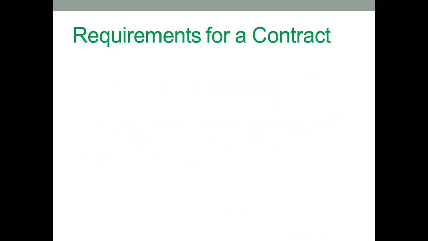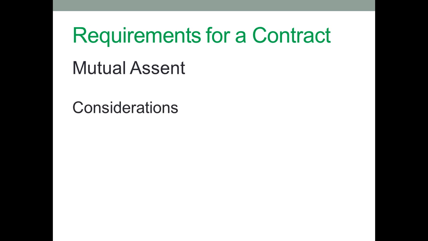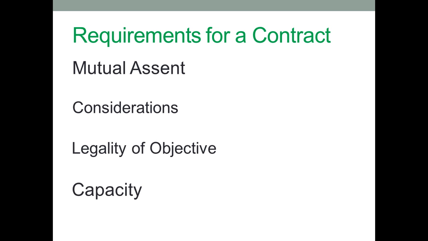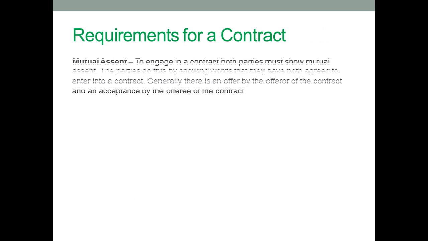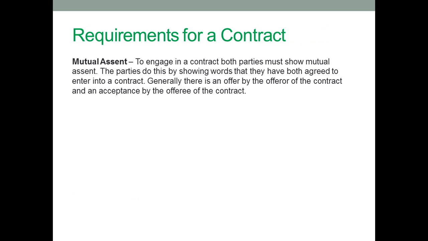Contract requirements. There are certain requirements that must be met for a valid contract: mutual assent, considerations, legality of objective, and capacity. Mutual assent. To engage in a contract, both parties must show mutual assent. The parties do this by showing words that they have both agreed to enter into a contract. Generally, there is an offer by the offeror of the contract and an acceptance by the offeree of the contract.